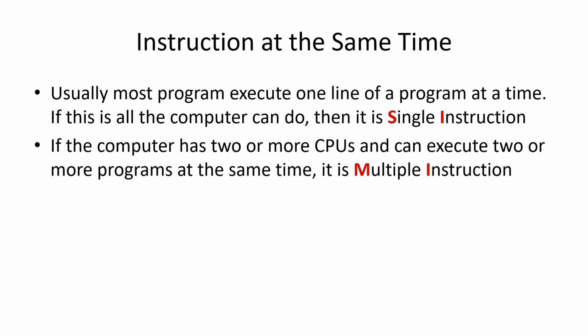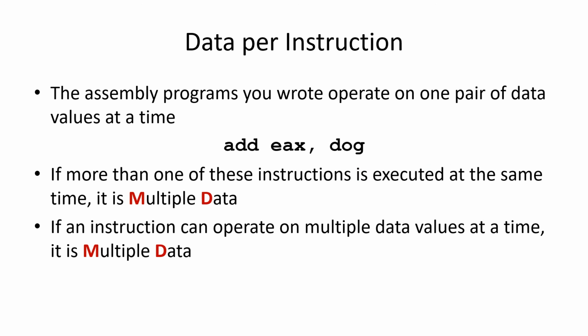Most programs execute one line at a time, and we're then running a single instruction on single data. If you have 2 or more cores in your machine, then you'd be running multiple instructions. They are separate instructions, each running on separate data. Your standard Intel instruction like add EAX, dog is operating on only one pair of values. You're only having one data value, single data, whereas some machines allow you to operate on multiple data values all at once. That'd be multiple.